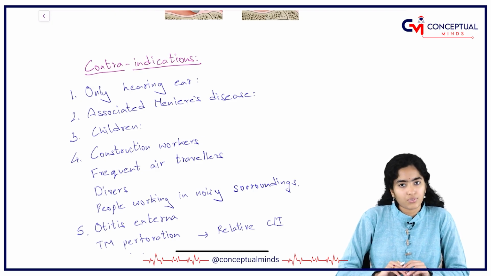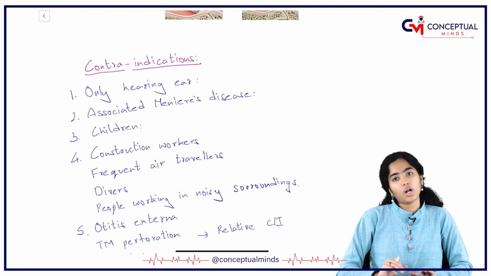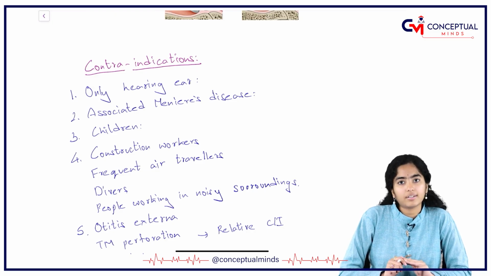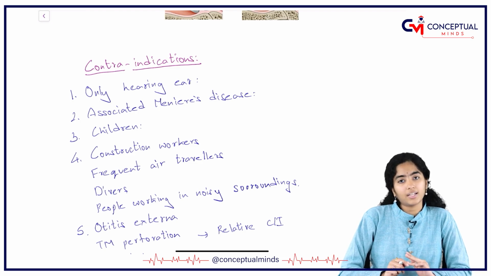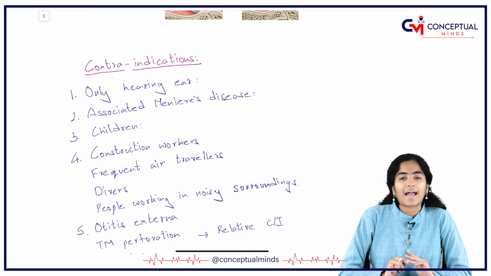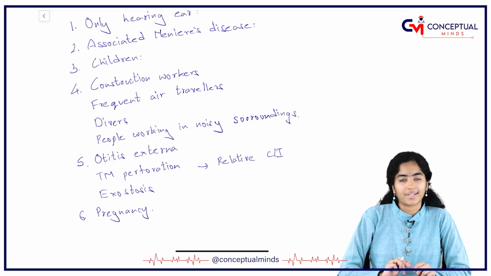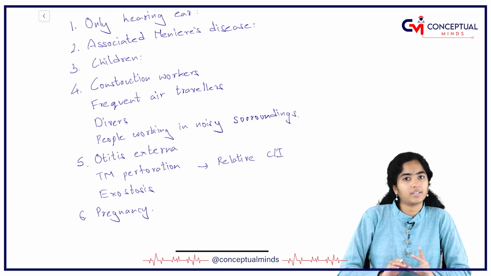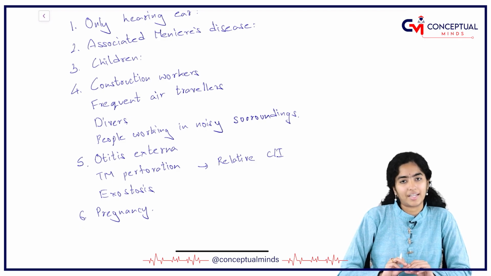Then, what are the contraindications? First, it cannot be done if that is the only hearing ear. It cannot be done in people with Meniere's disease. It should not be done in people with certain occupations such as frequent air travelers, high construction workers, divers, and people who work in noisy environment. And then it should not be performed in pregnancy. And also if there are some other factors such as otitis externa or a perforated tympanic membrane or otitis media, they have to be addressed before performing stapedectomy. They are relative contraindications for stapedectomy.